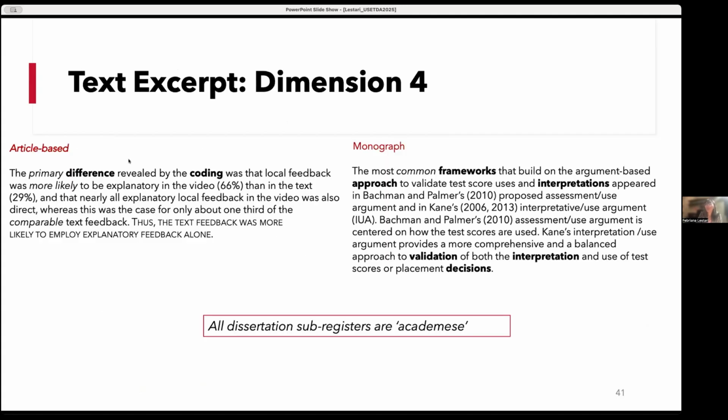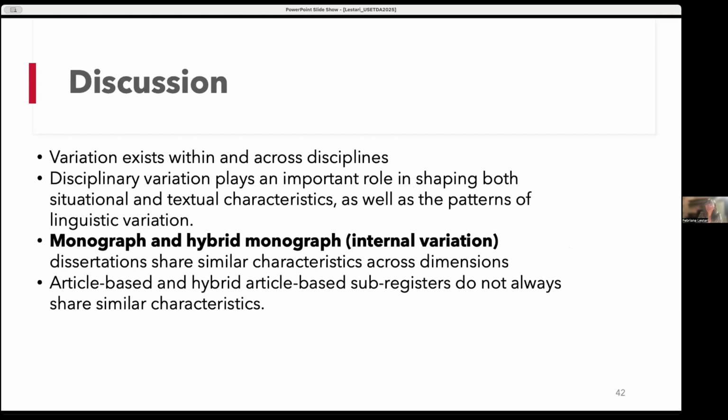Okay, so like here in the article base and the monograph, we could see the primary difference, talking about the coding, talking about the feedback, and then we could also see some other evidence here for how the authors actually describe the content of the research. So in general, dimension 4 indicates that all dissertation subregisters in applied linguistics are academicy.